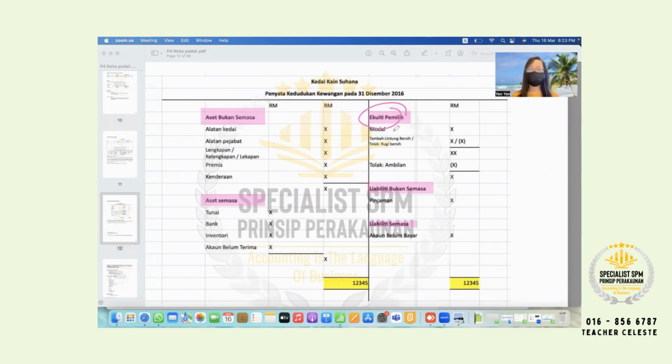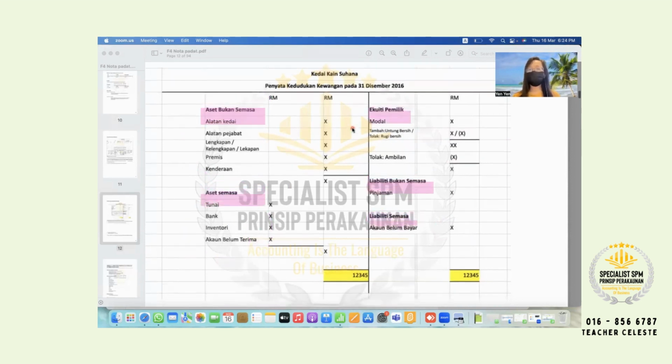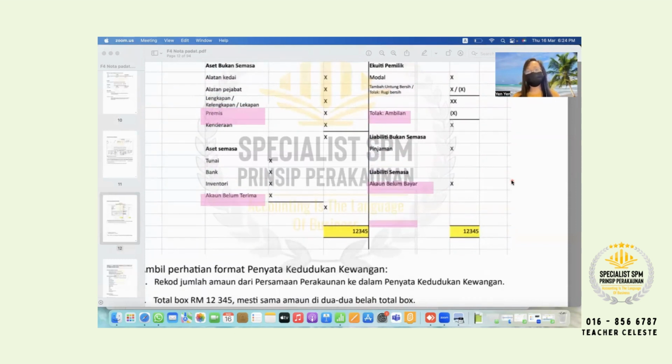Okay, starting from equity pemilik. Modal tanpa untung bersih or rugi bersih. Then you get the latest figure minus your ambilan bracket, get the latest figure. LBS, what else? Pinjaman. So put it here. LS, ABB, account belum bayar. Put it here. Okay. So you see, 2 weeks already, you must know upper account di bawah ABS, upper account di bawah AS, upper account di bawah LS. Otherwise, every week you blur. And tak faham. I don't understand what does teacher teach.